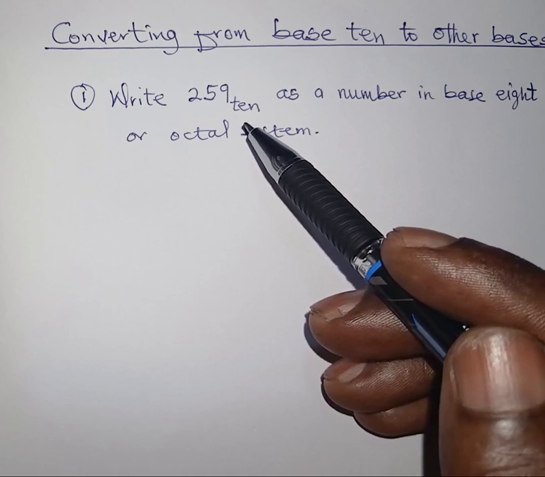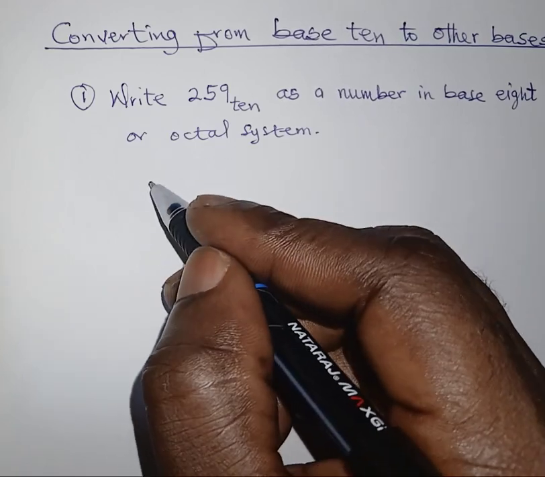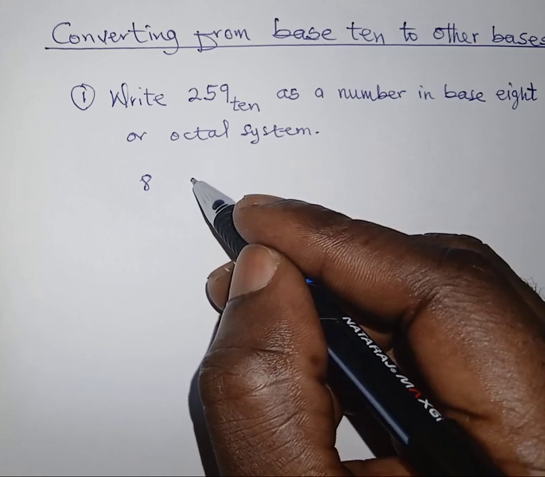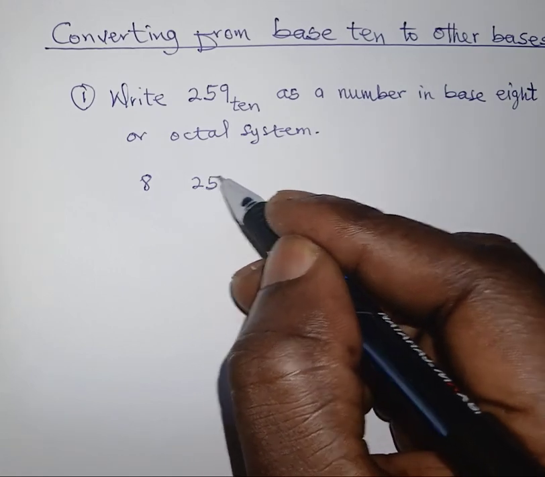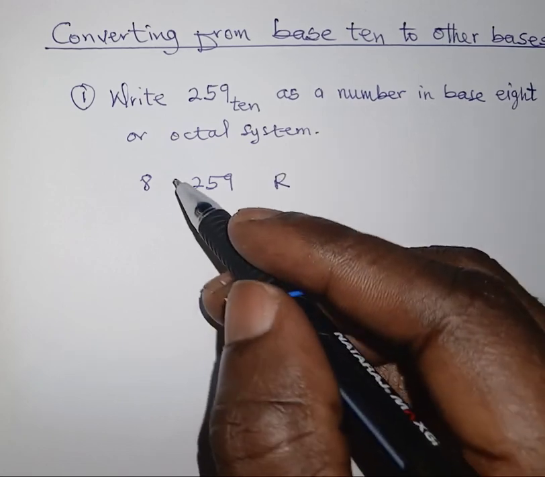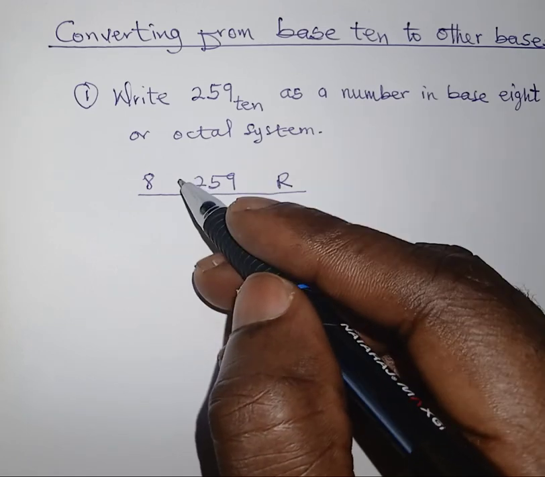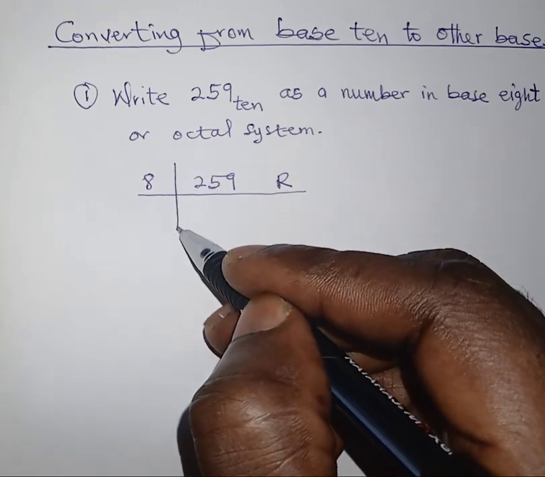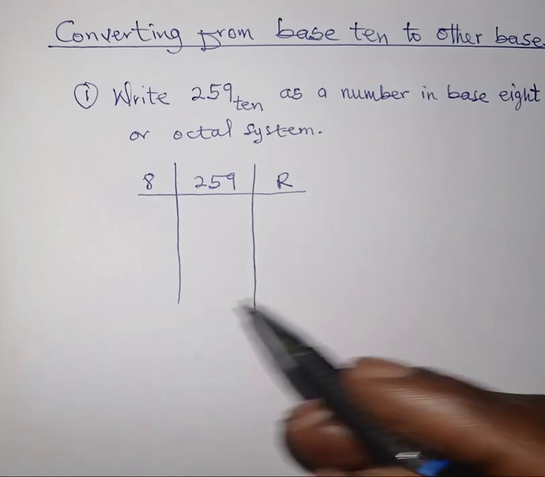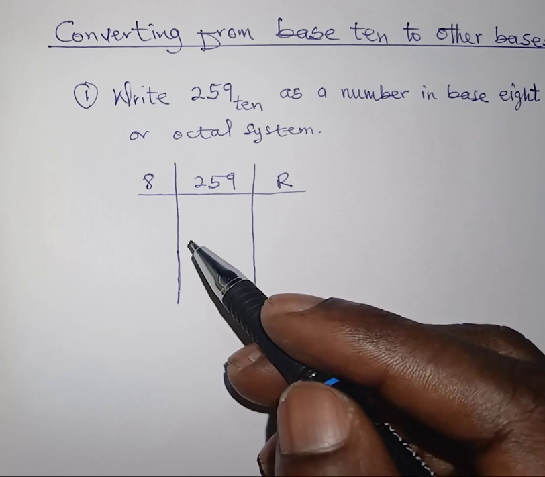So let's see how we can do that. When it's given to you like this, you write the 8 here and then write the 259. Then you can write your remainder. Let me use R to represent my remainder. Let me draw a table form like this. This table form is what we are going to use.